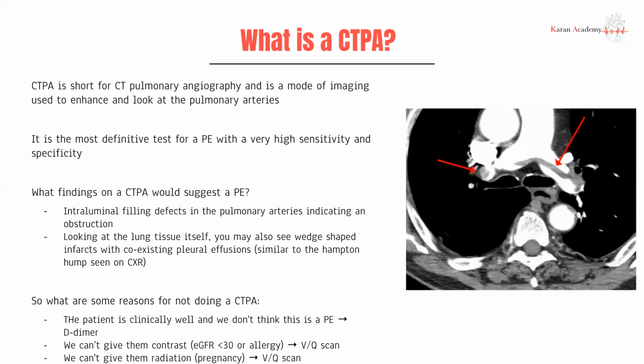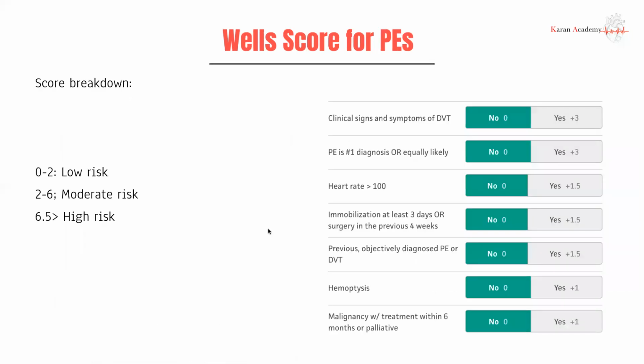If their eGFR is between 30 to 45, we usually hydrate them really well, so pre-scan hydration. So give them a lot of fluids to make sure that their kidneys can handle the contrast when we do give it. Alternatively, if we can't give them radiation for some other reason, like if they are pregnant and we don't want to expose them to radiation, and they are clinically well to wait for a VQ scan, then that is the other indication. Now, the Wells score for PEs is 0 to 2 is low risk, 2 to 6 is moderate, 6.5 and above is a high risk score.